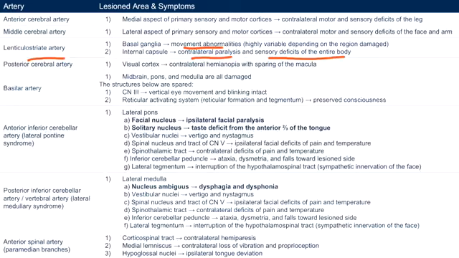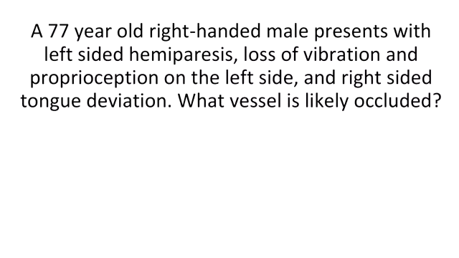Okay, let's do another question. A 77-year-old right-handed male presents with left-sided hemiparesis, loss of vibration and proprioception on the left side, and right-sided tongue deviation. What vessel is likely occluded? One of the most prominent clues of this question is right-sided tongue deviation.